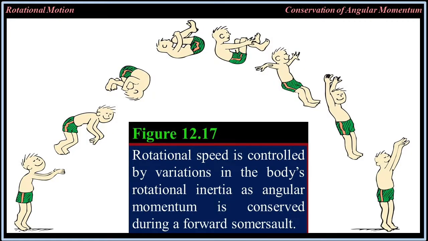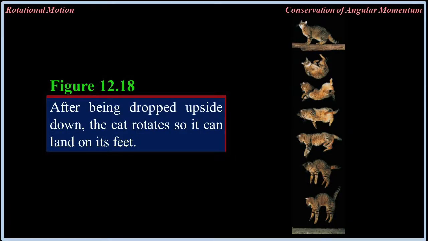Figure 12.17. Rotational inertia is controlled by variations in the body's rotational inertia as angular momentum is conserved during a forward somersault. Figure 12.18. After being dropped upside down, the cat rotates so it can land on its feet.